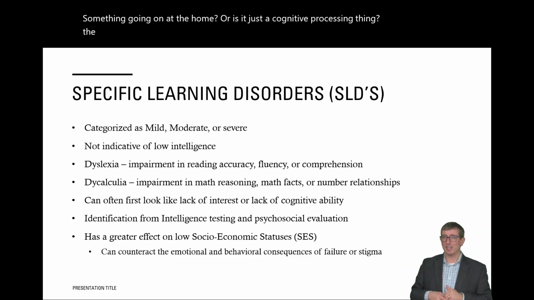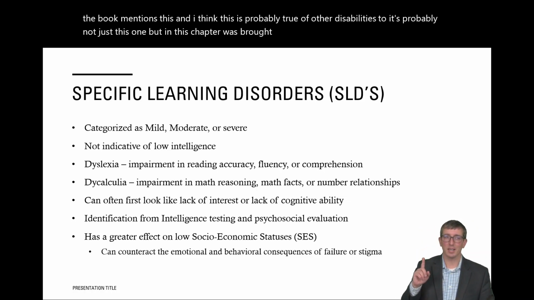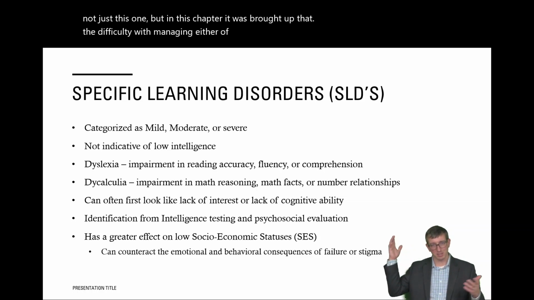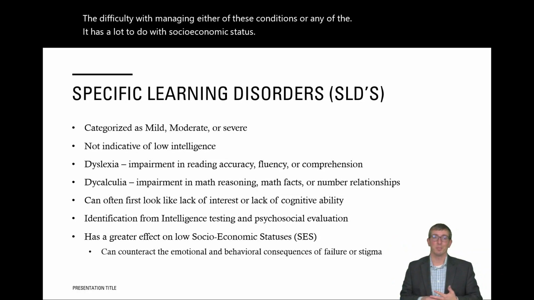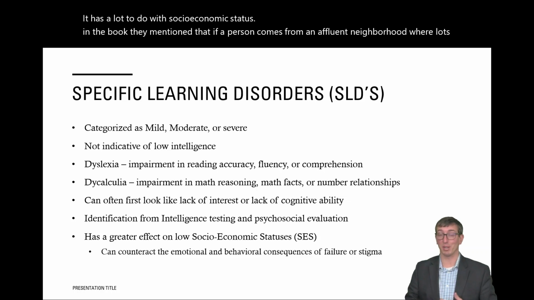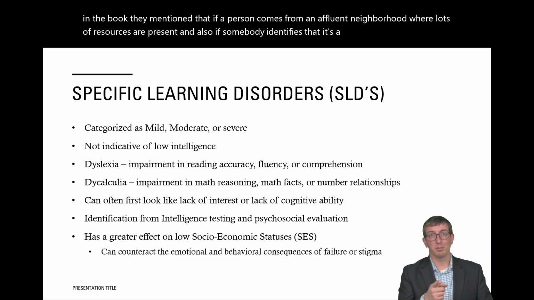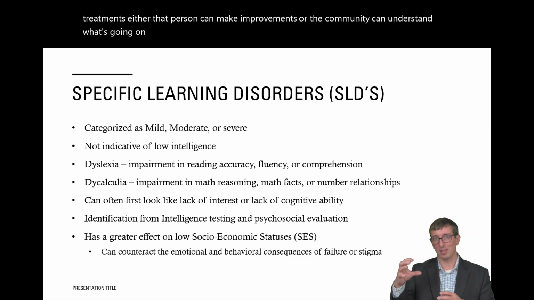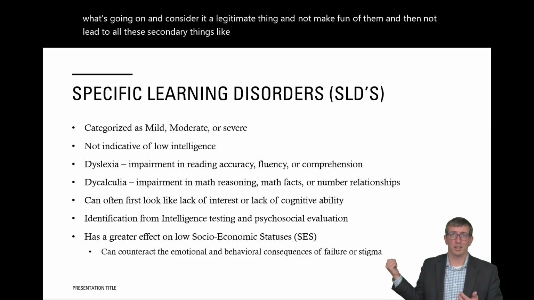The book mentions this, and I think it's probably true of other disabilities too. In this chapter it was brought up that the difficulty with managing any of the SLDs has a lot to do with socioeconomic status. In the book, they mentioned that if a person comes from an affluent neighborhood where lots of resources are present, and somebody identifies that it's a disorder and provides the right treatments, either that person can make improvements or the community can understand what's going on and consider it a legitimate thing and not make fun of them, and then not lead to all these secondary things like emotional consequences like self-esteem.